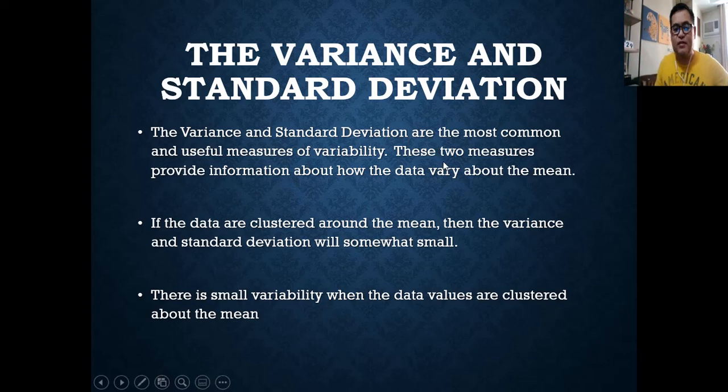the variance and the standard deviation. The variance and standard deviation are the most common and useful measures of variability, specifically if you are measuring the ratio, or the grades, for example. These two measures provide information about how the data vary about the mean. If the data are clustered around the mean, then the variance and standard deviation will somewhat be small. There is a small variability when the data values are clustered about the mean.